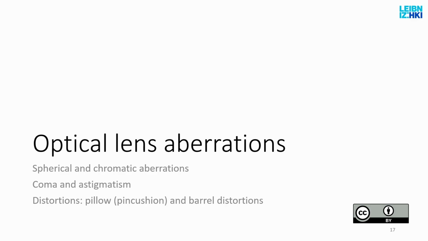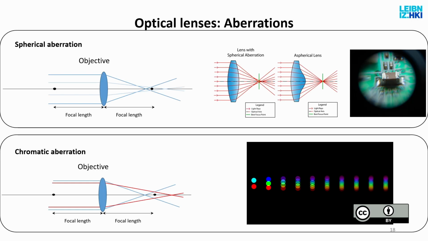We go through this just very briefly because you don't need to; most of these are compensated for in the microscope, but you need to know about them so you can spot them when you see one in your microscope. The first one and most common one is the spherical aberration.